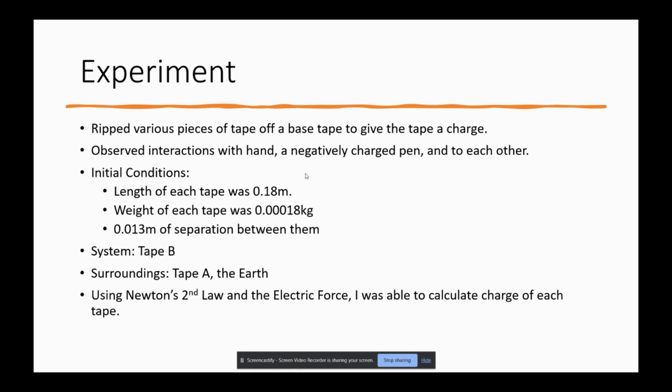The length of each tape was about 0.18 meters, the weight of each tape was about 0.00018 kilograms, and there was about 0.013 meters of separation between them. The system includes tape B, and the surroundings include tape A and the Earth. Using Newton's second law, I realized that the force of gravity is equal to the electric force, and since we could easily calculate the force of gravity, I could calculate the electric force as well, and therefore calculate the charge of each tape.